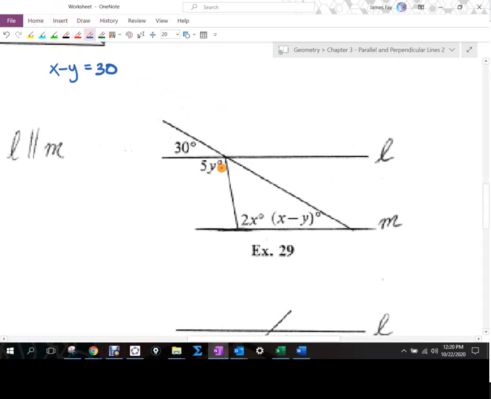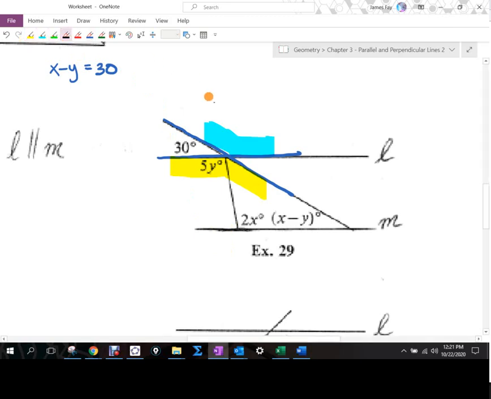Also, you said 5y is vertical to, you're saying you put 5y there? Yes. Be careful. Okay, because vertical angles are created when two lines intersect, right? So that line there and that line there. So this vertical angle here is actually going to be congruent to that yellow one. Does that make sense?